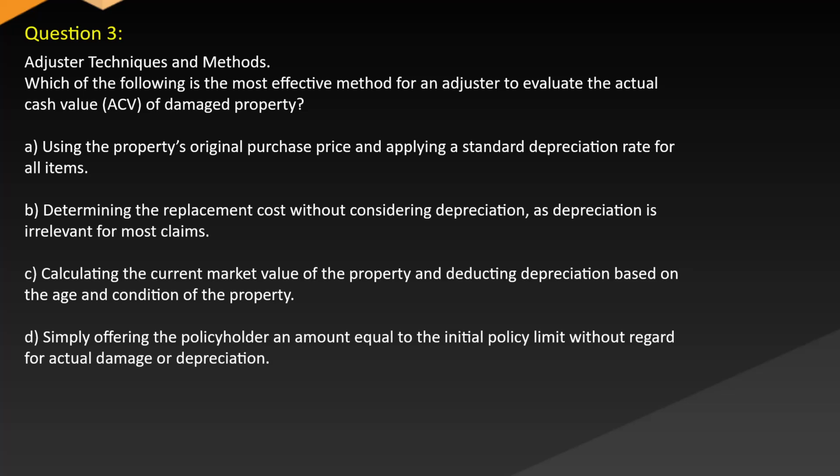Question 3. Adjuster techniques and methods. Which of the following is the most effective method for an adjuster to evaluate the actual cash value (ACV) of damaged property? A. Using the property's original purchase price and applying a standard depreciation rate for all items. B. Determining the replacement cost without considering depreciation, as depreciation is irrelevant for most claims.